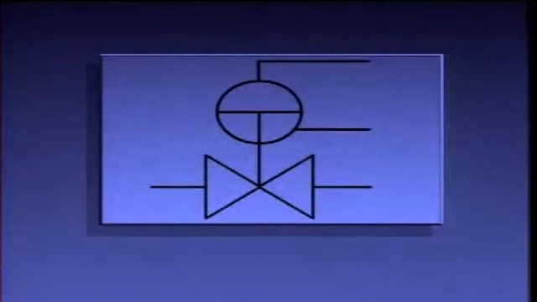On a piping system diagram, a double-acting diaphragm actuator may be represented by this symbol. However, it may also be represented by the same symbol used to represent a single-acting diaphragm actuator.